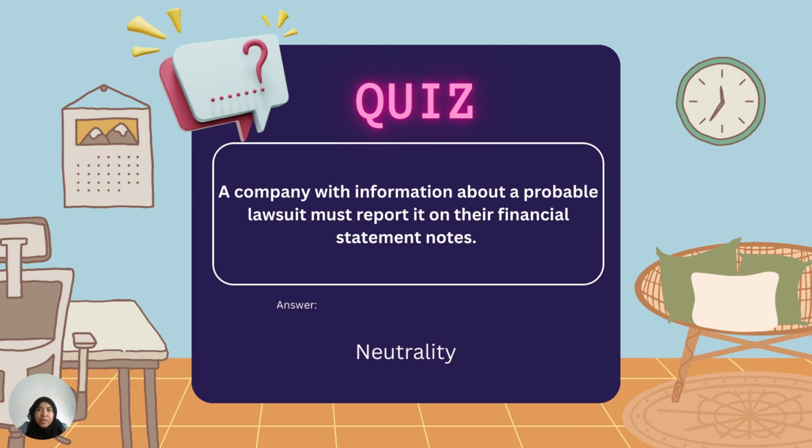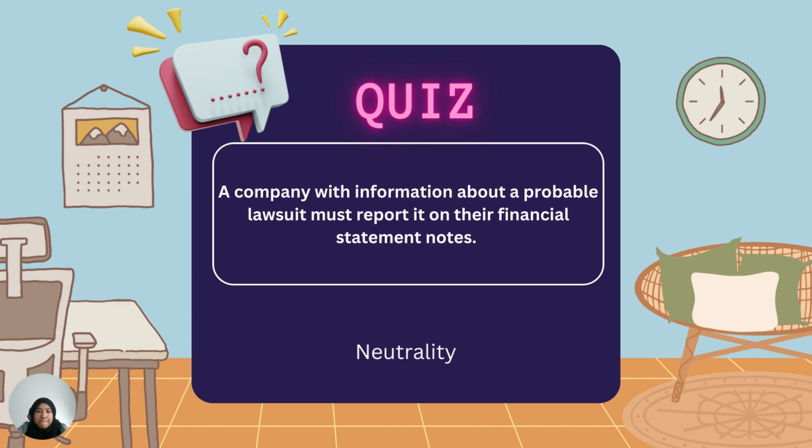So let's take a look at two quizzes which are related to these two concepts. Number one, a company with information about a probable lawsuit must report it in their financial statement notes. So if the company has a probable lawsuit, therefore they must report it in the financial statement notes. So it is consistent with the neutrality concept. Whether they like it or not, they must report it in the statement notes.